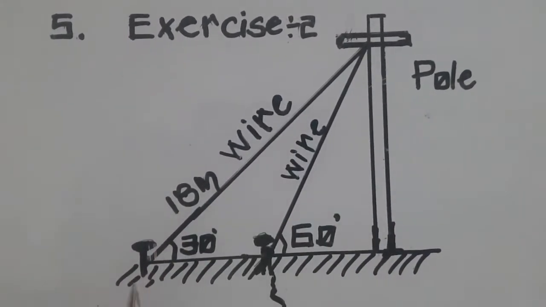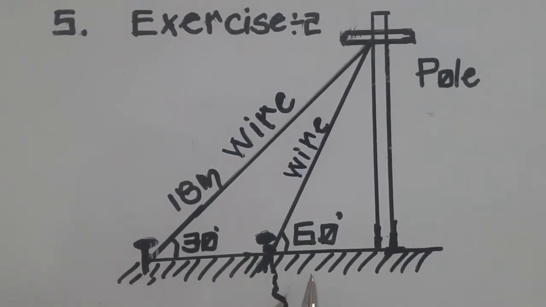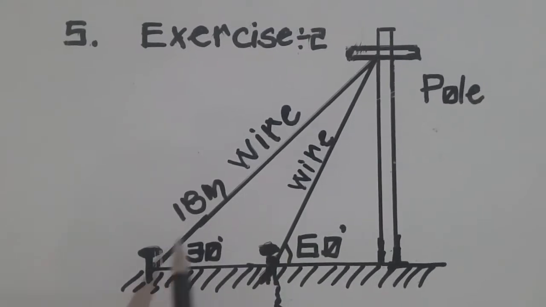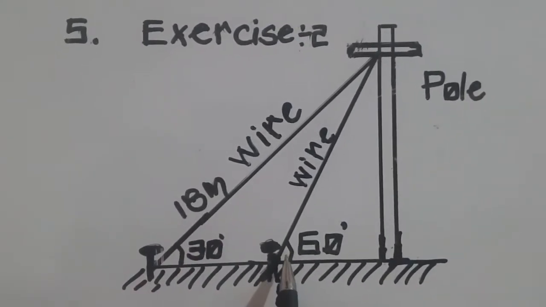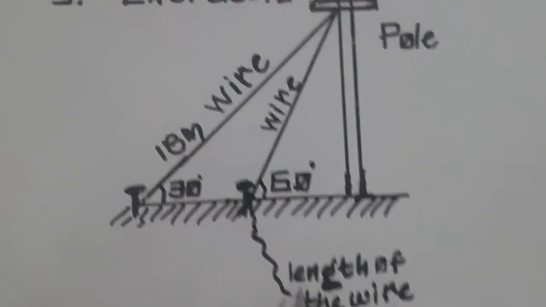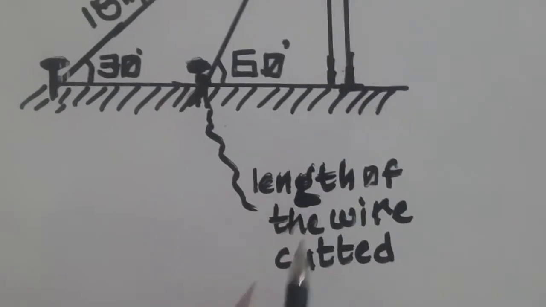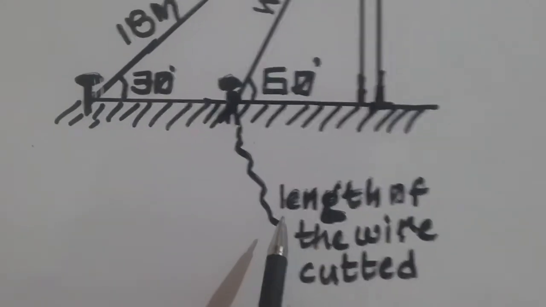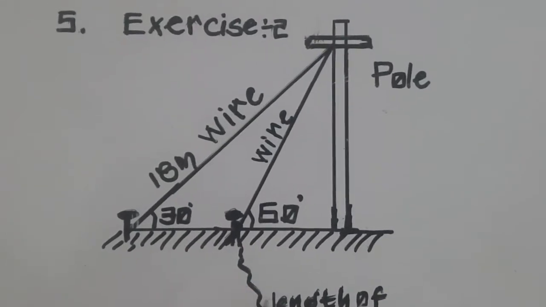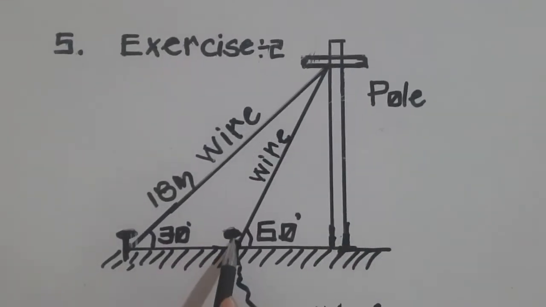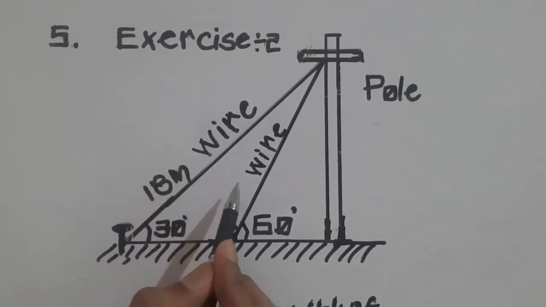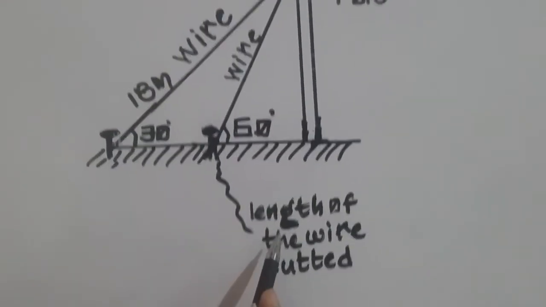Because it's covering a long distance, therefore it was cut. Here some wire was cut and tied at an angle of elevation of 60 degrees. This is the cut wire, this we should find, the length of the wire that was cut. To find this, we'll think this is x. First we'll find this, afterwards we'll subtract it from the length of the wire, 18 meters, so that we get the length of the wire that was cut.